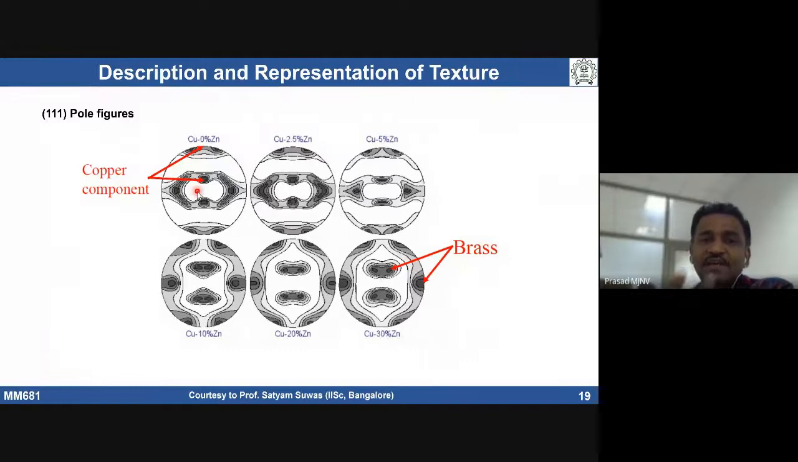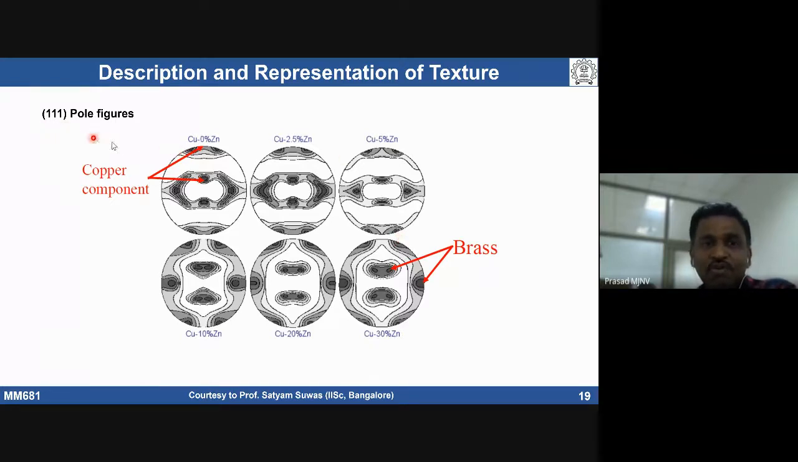Look here. Assume all these materials were deformed by the same amount of strain by rolling, 90% deformation, at room temperature, everything the same. Only the alloy content has been changed. Look at the texture.